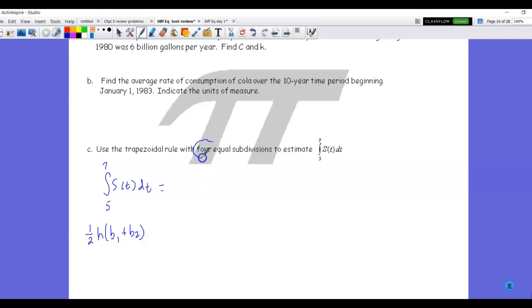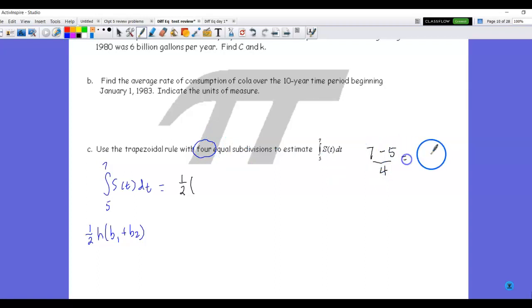We're going to do 4 different trapezoids. Right, so I'm going to start with trapezoid number 1. Trapezoid number 1, I'm going to take my formula. There's 1/2 the height. Now, if we're going to go from 5 to 7, so my interval is 7 minus 5, and I'm going to divide that interval into 4 parts.